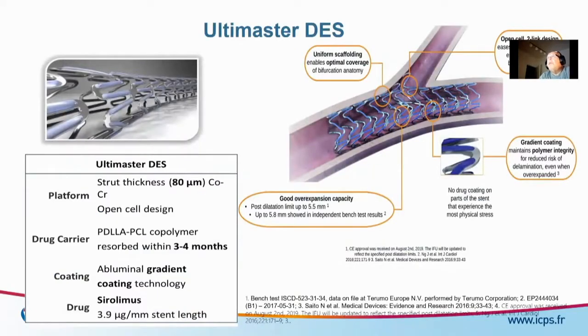The stent used in this registry was the Ultimaster. As you can see, it's a very well-known platform with specific features regarding the compatibility with bifurcation lesion, regarding the access to side branch, and capability for overexpansion in the proximal part.